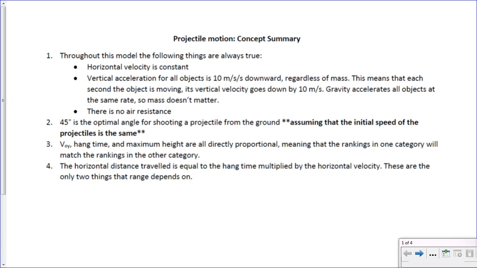And then the last point here is that the horizontal distance traveled, that's delta x most oftentimes, is equal to the hang time multiplied by the horizontal velocity. So we have this thing where range equals hang time times vx. And those are the only 2 things that range directly depends on. Using these ideas, you can hopefully better approach these concept problems, and that will help you throughout the entire test as long as you have these different ideas.